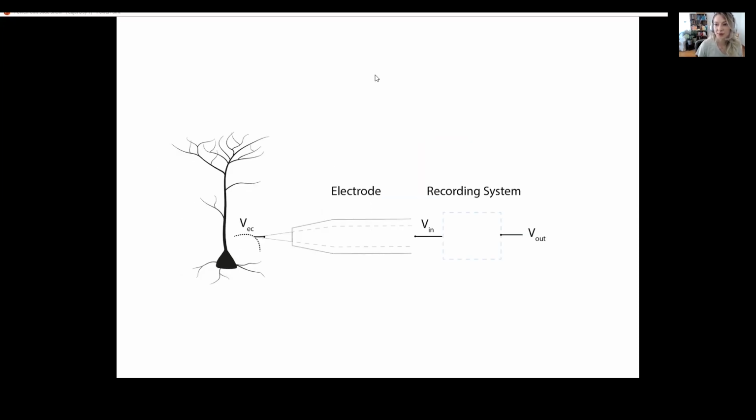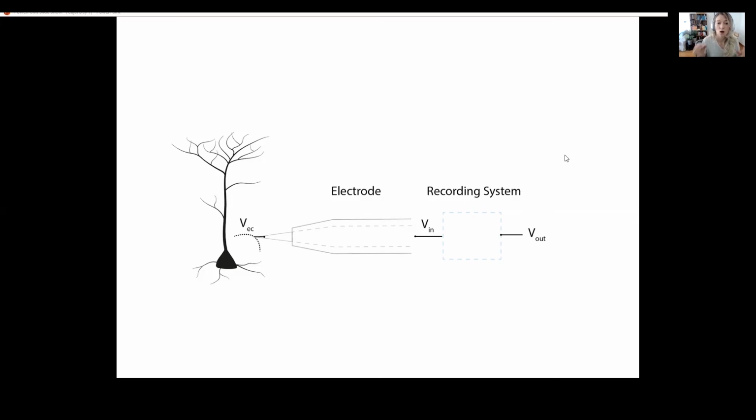All right, so let's simplify things a little bit. We're going to abstract away the rest of our recording system and consider it a black box for now. We have our cell here. We have our extracellular potential being detected by our electrode. A certain potential comes out of that electrode, goes into our recording system, and then our potential comes out. This is the only part of this that we can actually measure, that we can actually see. So we have to design our acquisition systems and our electrodes so that the extracellular voltage is faithfully transmitted through the electrode and through the recording system.